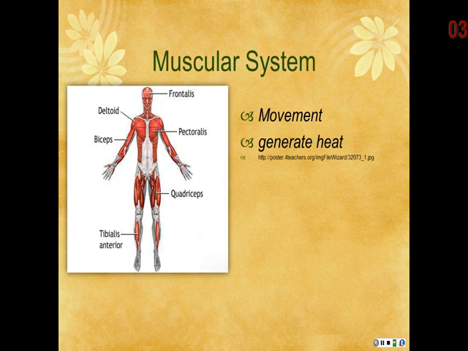Muscles are used for movement and pull on the skeletal system in order to be able to move. Muscles also generate heat as a byproduct of their metabolism.